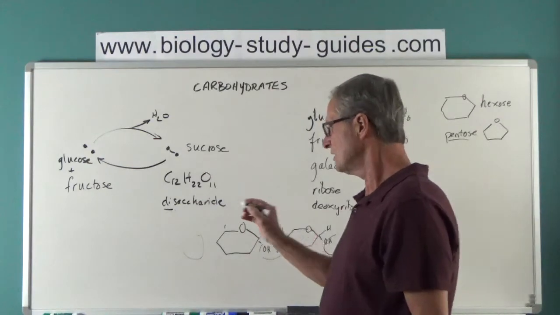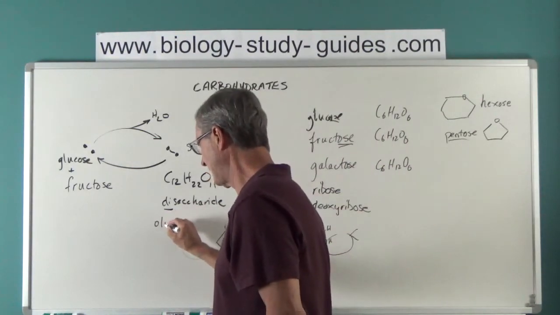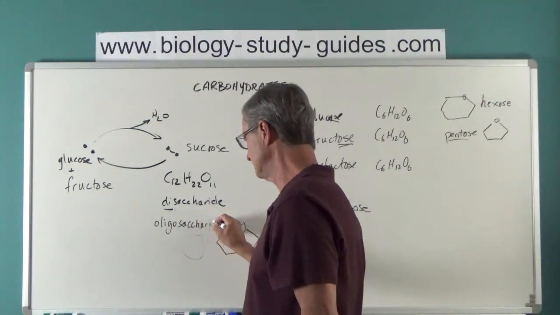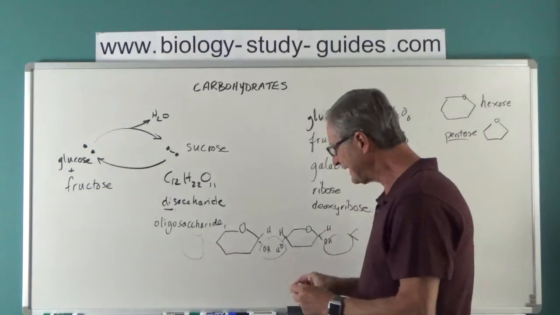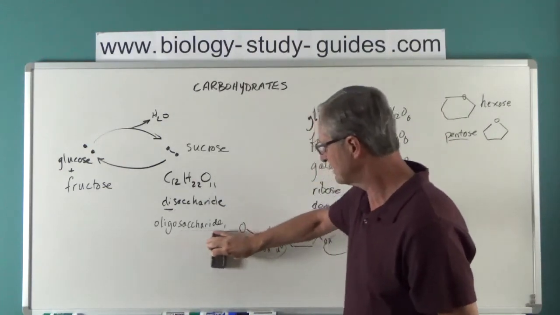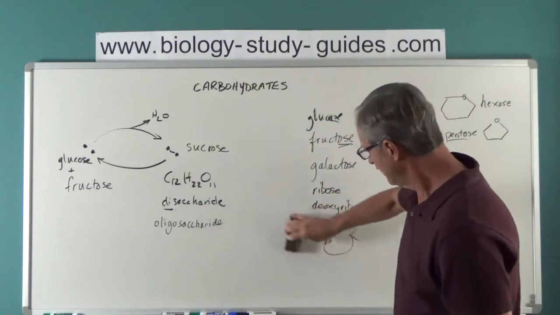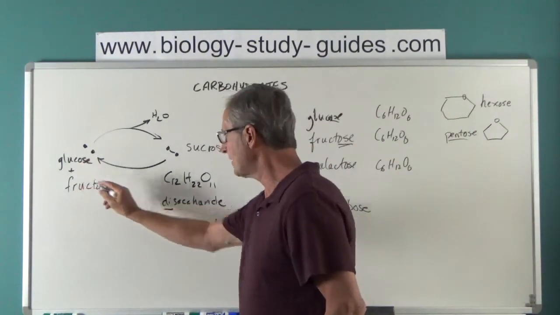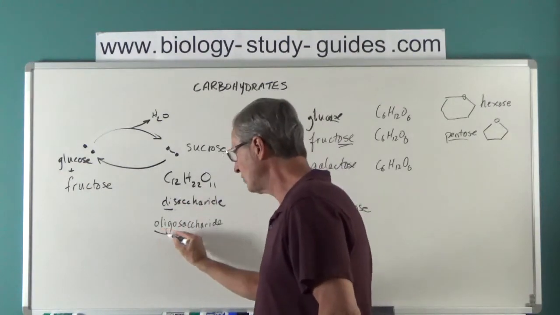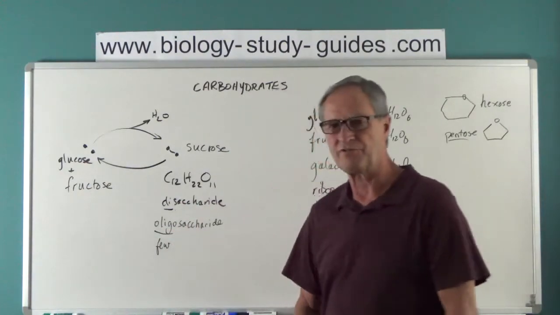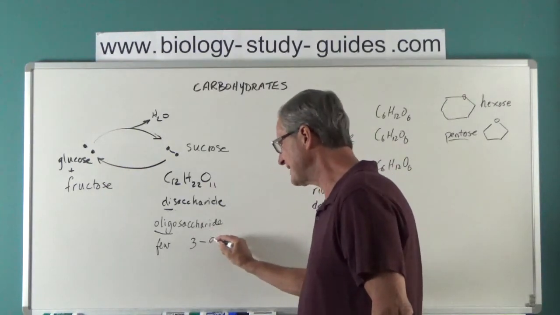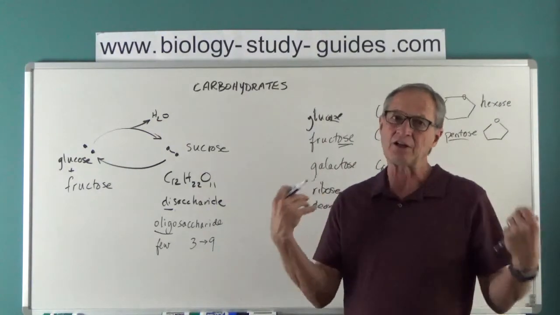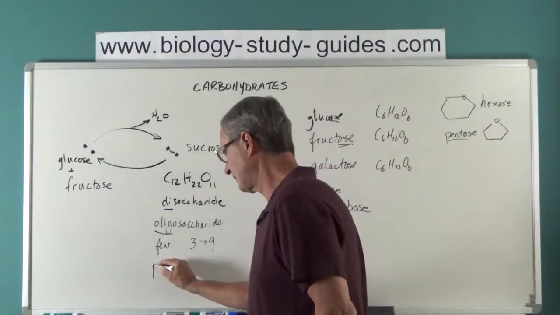not trisaccharides so much, but we call them oligosaccharides. Now, oligo is a prefix that means few. So they have a few sugar molecules in them. Monosaccharide, disaccharide is two, oligo is a few. Well, how many is a few? Well, really, it's between 3 and 9. Once you get more than 9, it becomes a fairly large molecule, and it's called a polysaccharide.